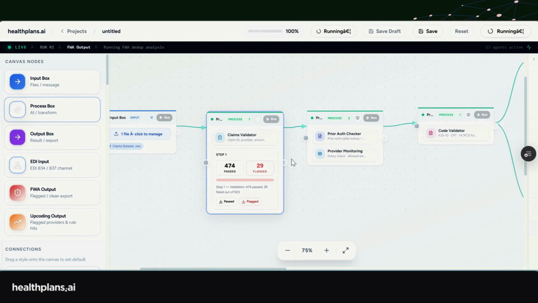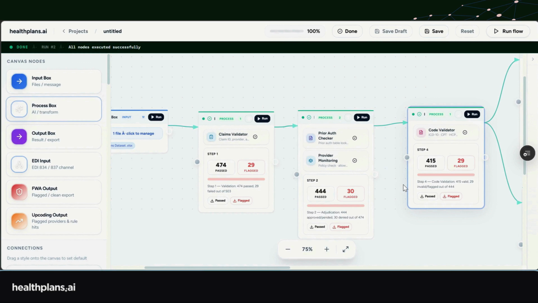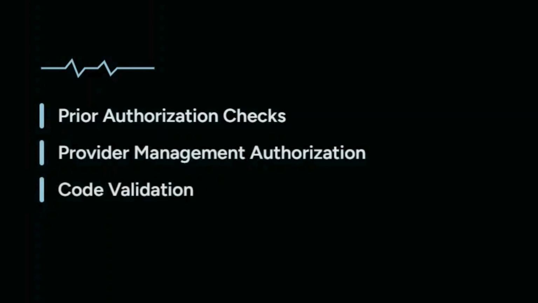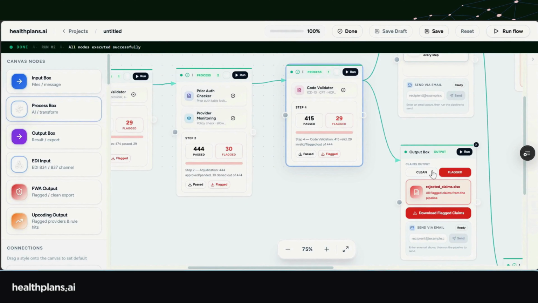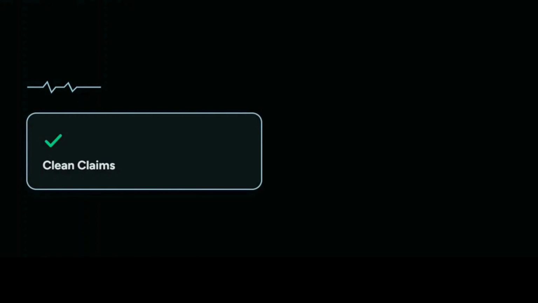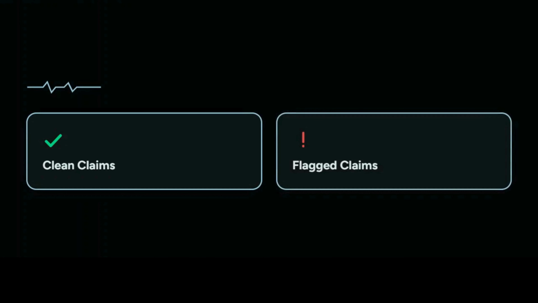These flagged claims can be considered during the adjudication process, where they may be marked or routed for further review. In a similar way, the flow also includes prior authorization checks, provider management validation, and code validation. Together, these checks provide a clear view of the total number of claims that have been flagged across the pipeline. Once the pipeline is complete, users can access multiple outputs, including clean claims and flagged claims. These results can be downloaded in Excel format for review, reporting, or downstream processing.